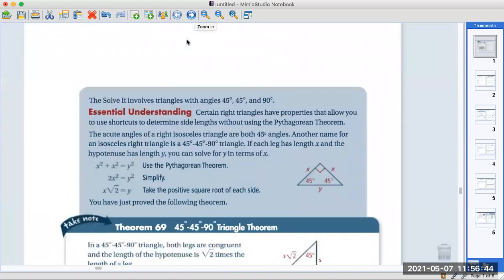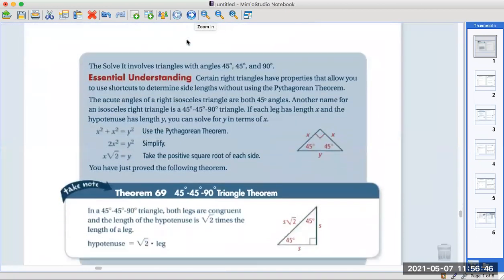So the first one, in the middle of the page, is called a 45-45-90. And what does that mean? It means that you have a right triangle where one angle is 90 and the other two angles are 45 degrees each. Now notice that makes it an isosceles triangle because you have two base angles that are equal. That means you have two equal or congruent sides.